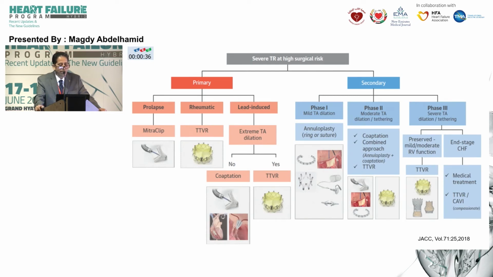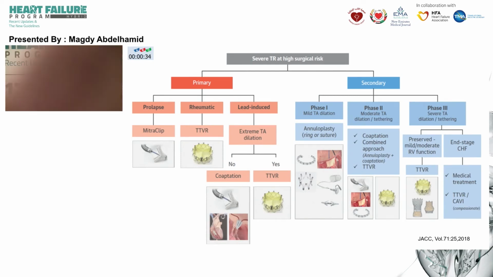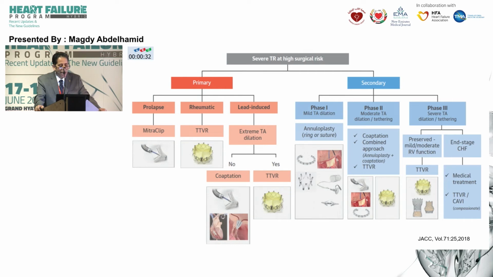So according to the etiology, if we have primary TR due to prolapse, mitral clip can be used. Rheumatic etiology, transcatheter tricuspid valve replacement. Lead induced with extreme dilatation of the annulus, transcatheter tricuspid valve replacement, or coaptation if there is no extensive annular dilatation. For secondary TR, phase 1 annuloplasty or ring annuloplasty is better than suture annuloplasty.